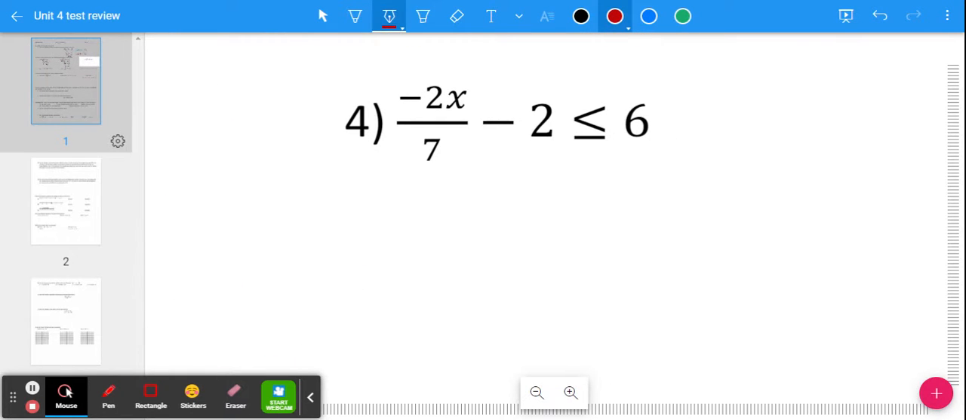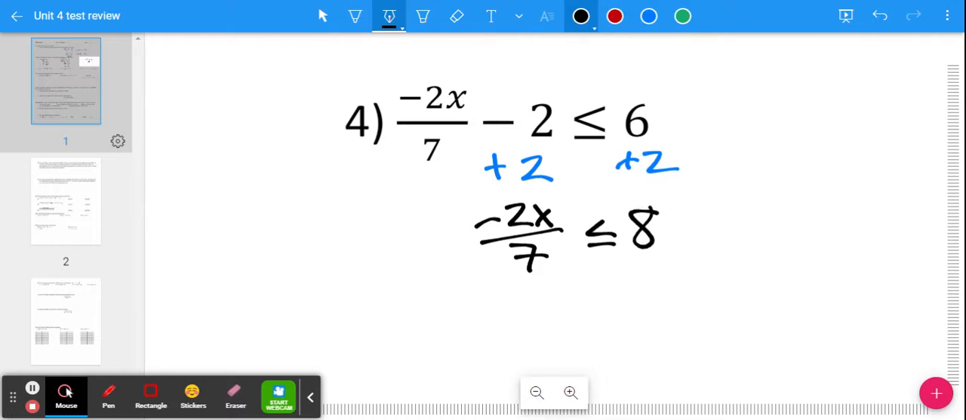All right, the next one is slightly different. So we still have that constant off to the side that's not touching your variable. It's not included in the fraction of your variable. So that's still the first thing we get rid of. So we have plus 2 on both sides, which leaves us with negative 2x divided by 7 is less than or equal to 8.